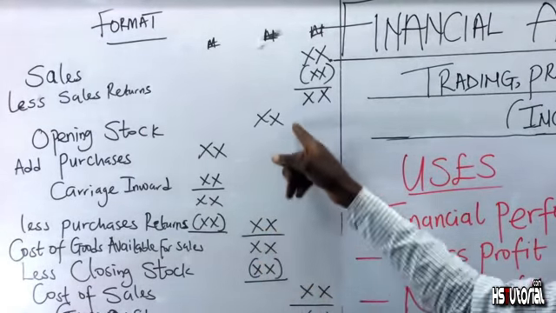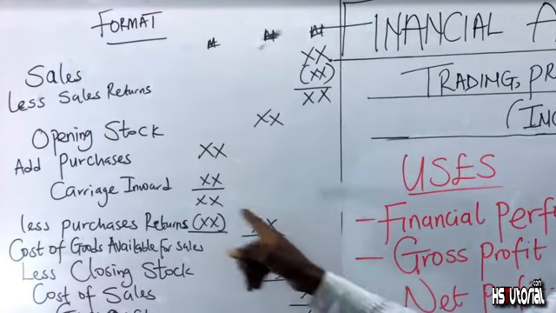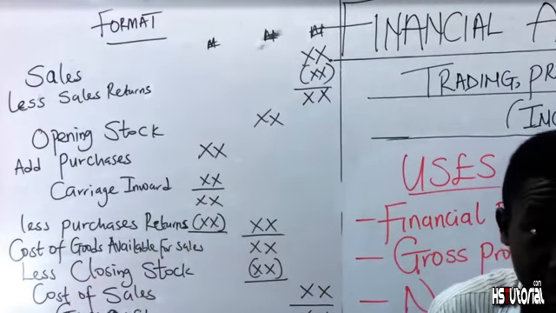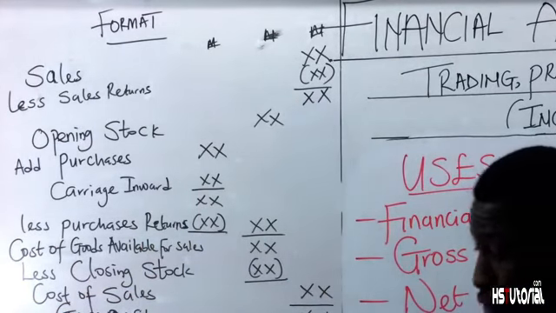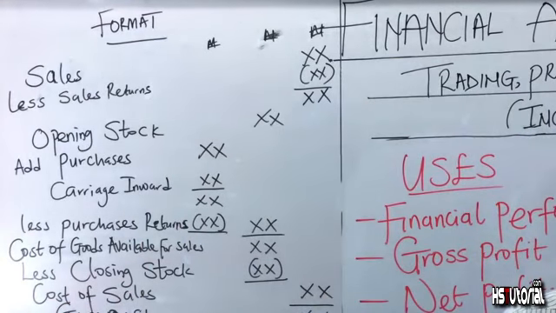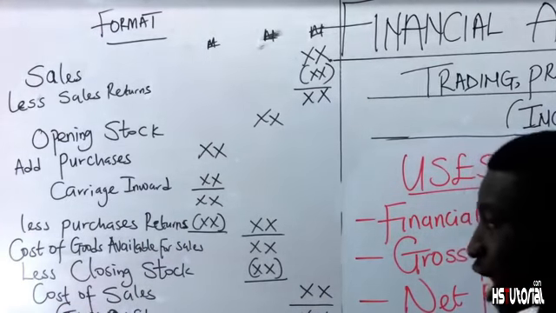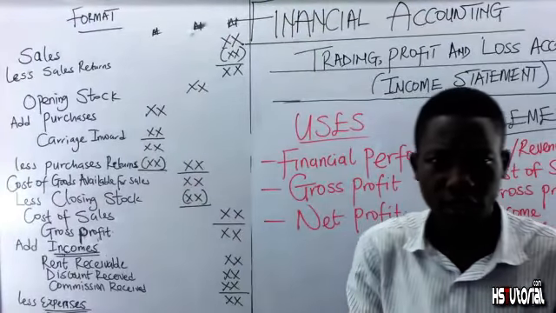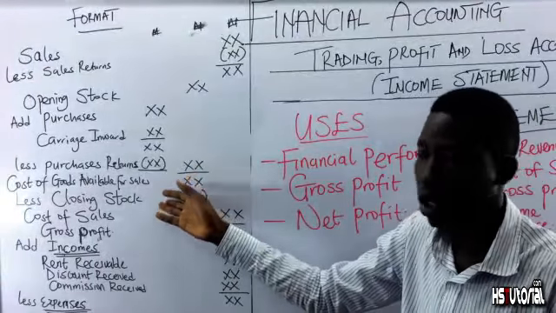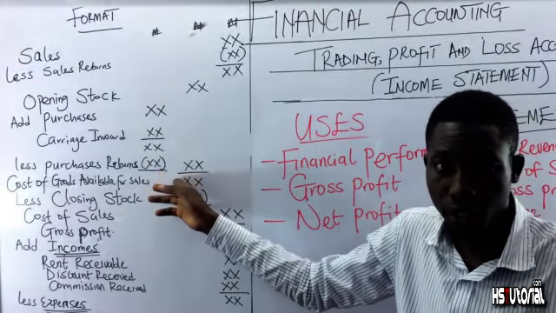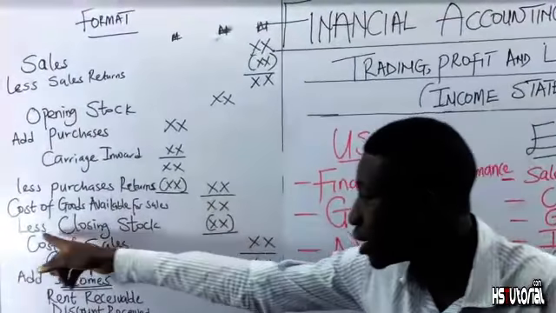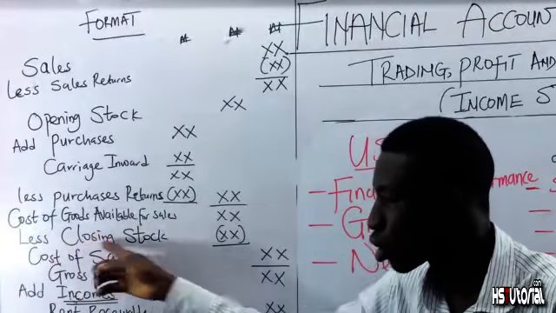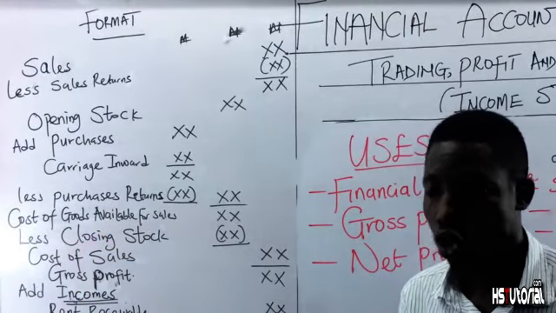When you add it to your opening stock, the figure you have will be called cost of goods available for sales. That is, you have it at hand. That is the cost of goods you can sell at that point. Okay, now let's assume you've made some sales. The goods you did not sell, you will have to deduct from the goods available for sales. The goods you did not sell, you call it what? You call it closing stock.